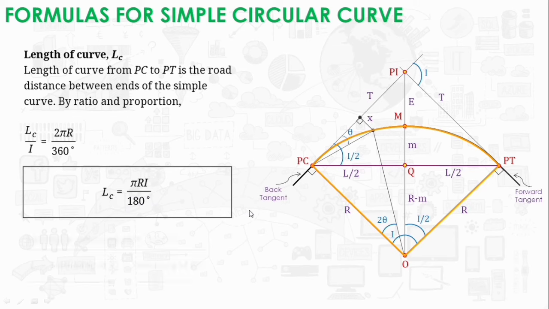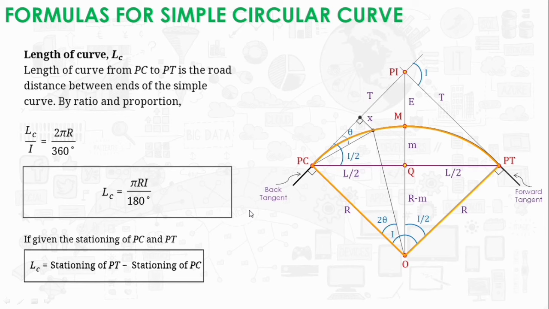Another one, so if the stationing of PC and PT is given, the length of curve is simply the difference between the station of PT and the station of PC. Kumbaga, the distance here, you just subtract based on the stationing. What does stationing mean?